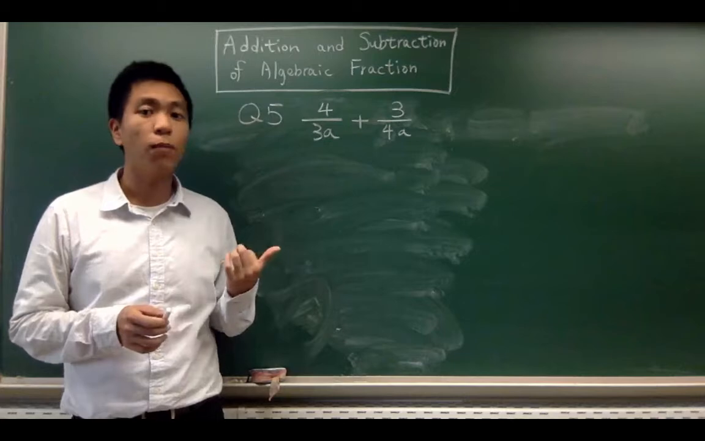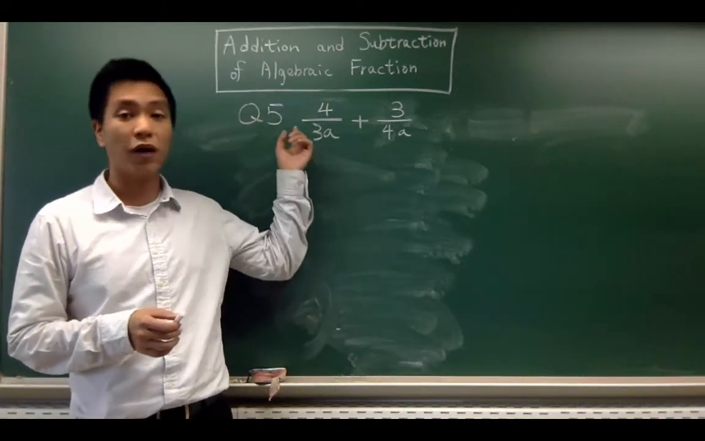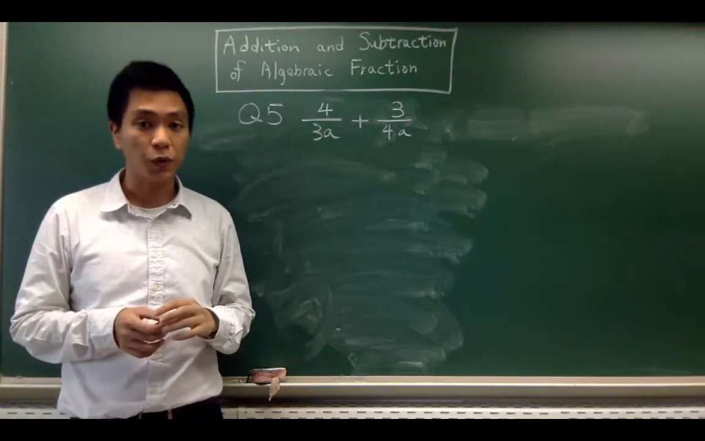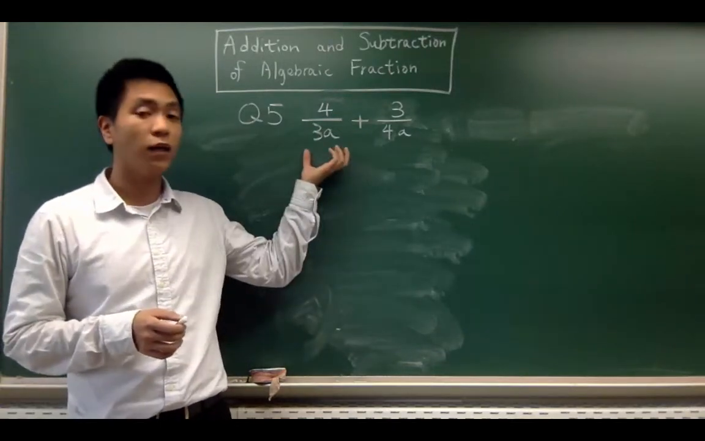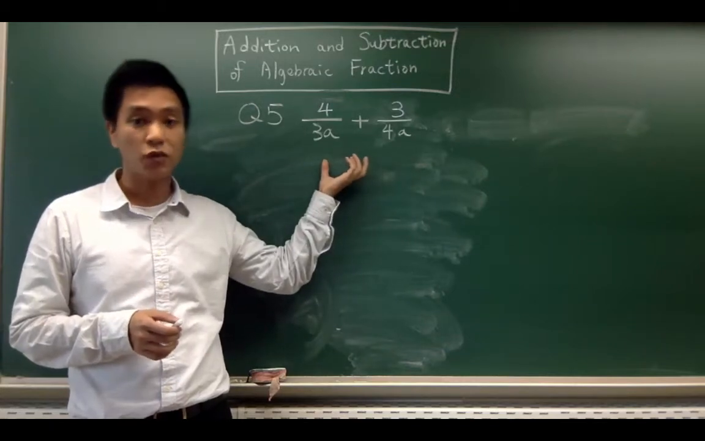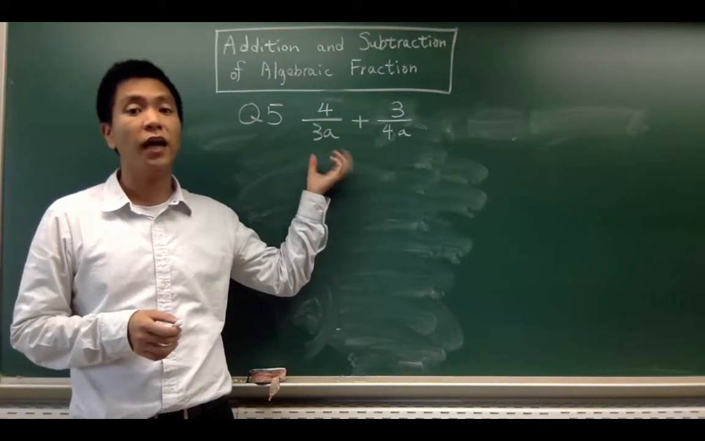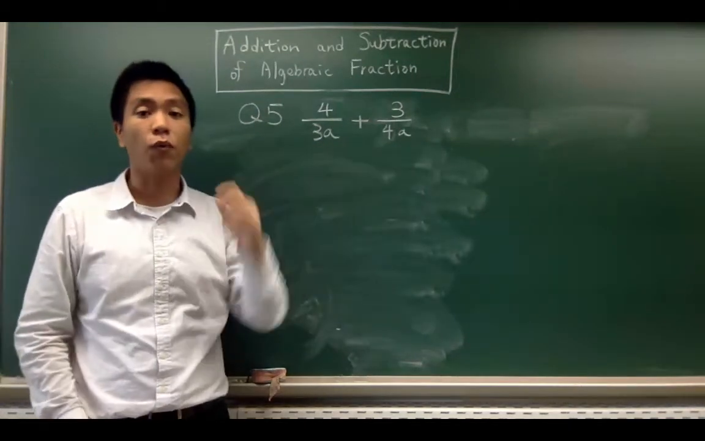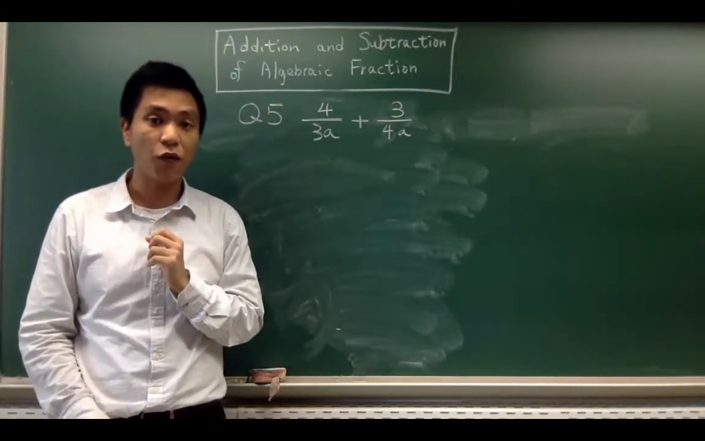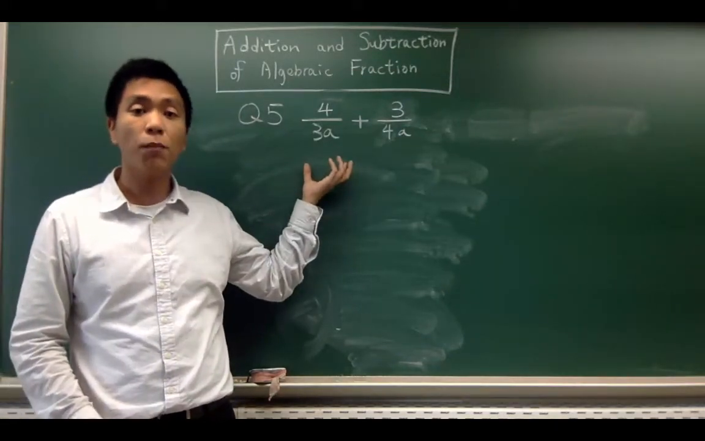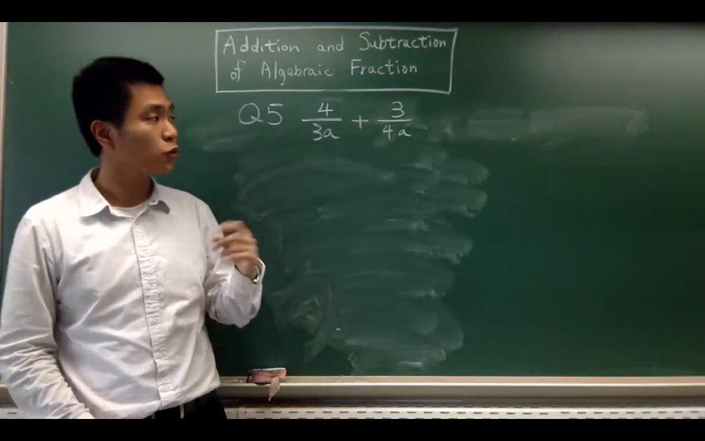Okay, now we show one more example. This time, you have 4 over 3a plus 3 over 4a. So what should we do? First of all, we have to find the LCM of 3a and 4a. The a and a, you don't need to change. But for 3 and 4, we have to find the LCM of 3 and 4. It will be 12. So that means the common denominator should be 12a.